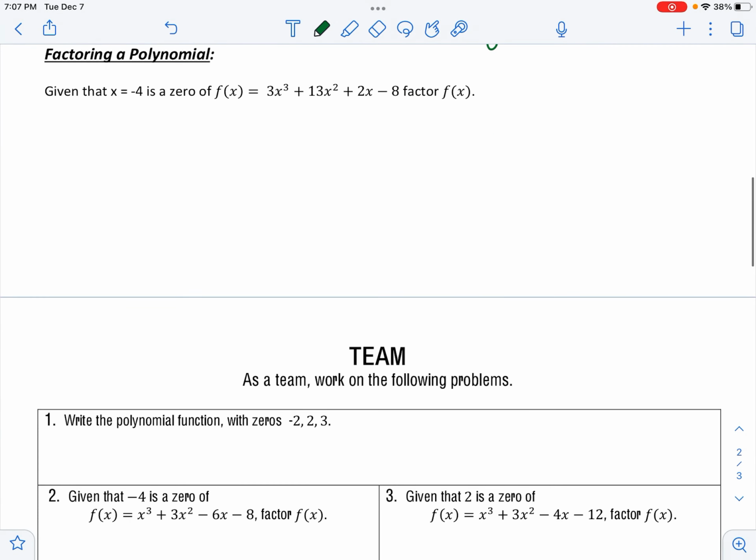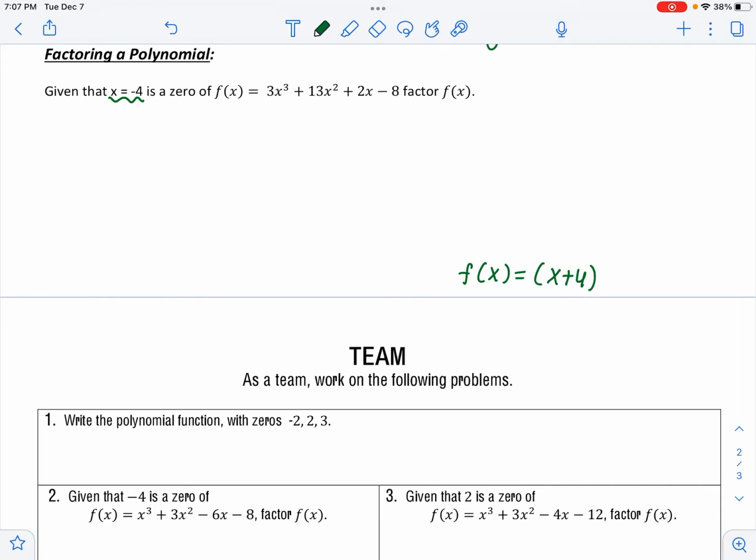Okay? All right, so it says factoring a polynomial. So now we're going to factor a polynomial. Given that x equals negative 4 is a 0, factor f of x completely. So I want it factored completely. So it's going to be f of x equals, and then I'm going to have my factors. Since negative 4 is a 0, we know x plus 4 is a factor. That's just like the warm-up. But I need to know how many times x plus 4 goes in there.